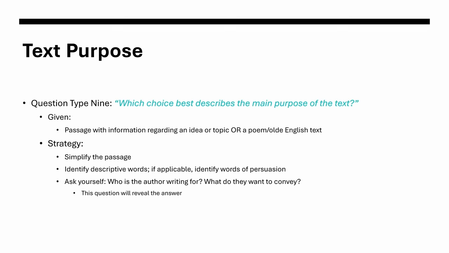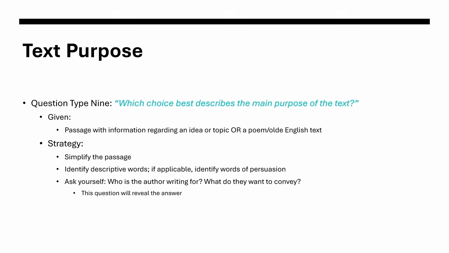You may want to use the Notes app feature in Bluebook. Now, one thing you might want to do is identify descriptive words or words of persuasion. If you have a bunch of opinionated words in a text, chances are it's an opinionated piece that's trying to convince you that something is true. And that's probably going to be the answer.